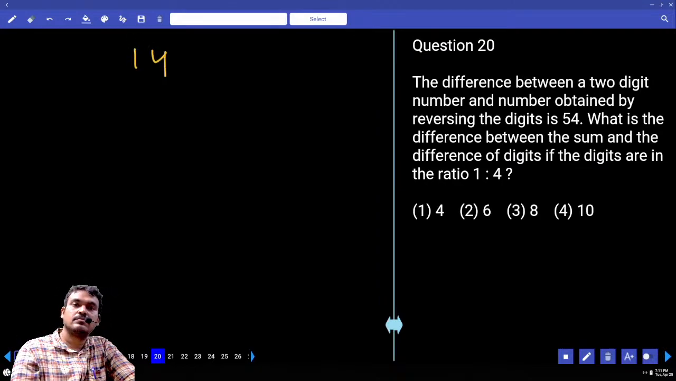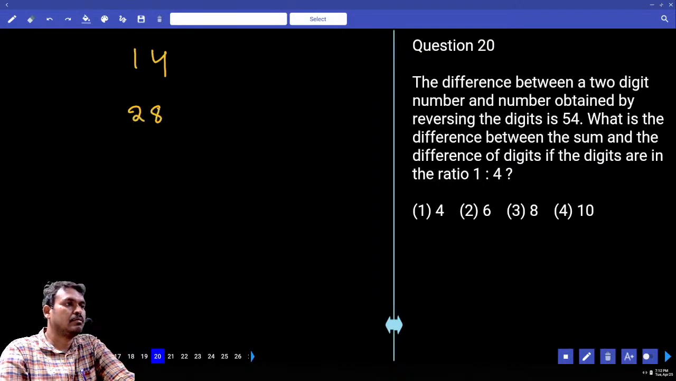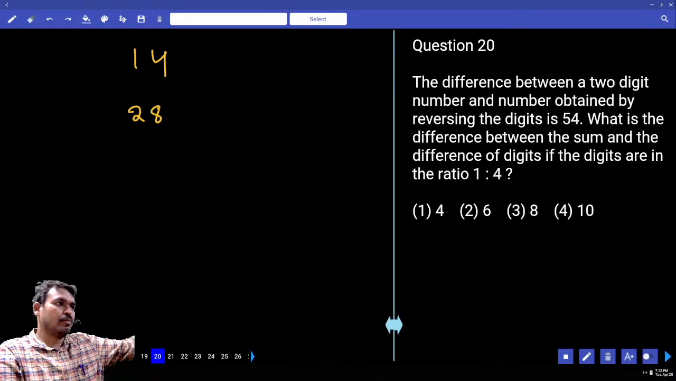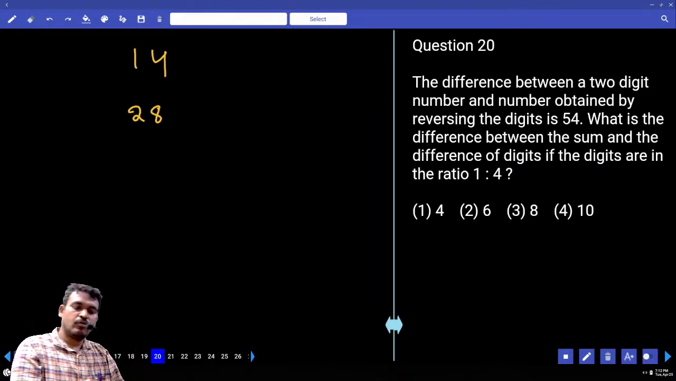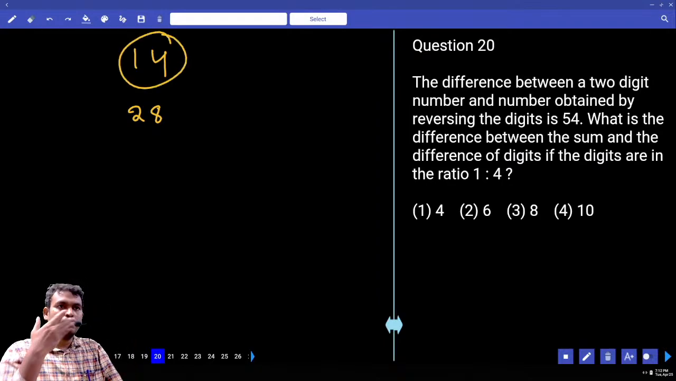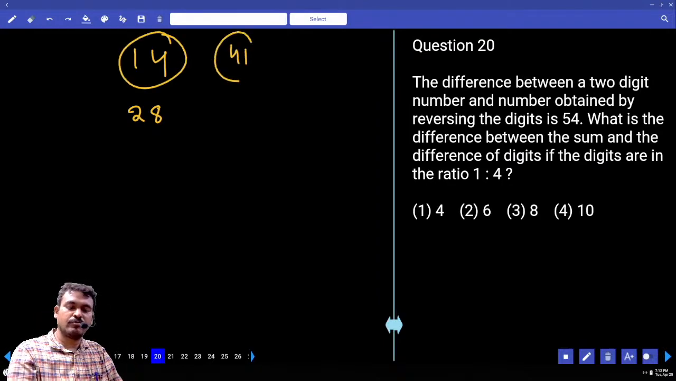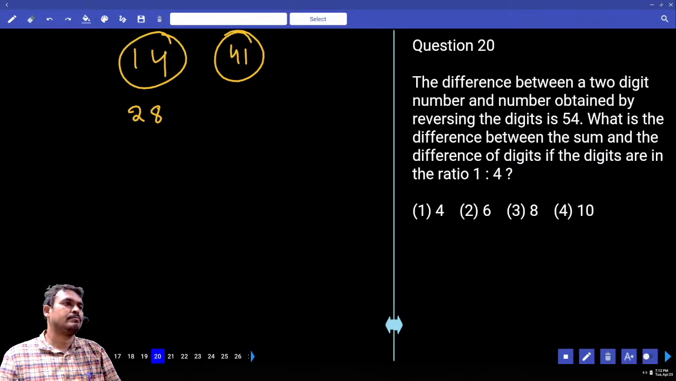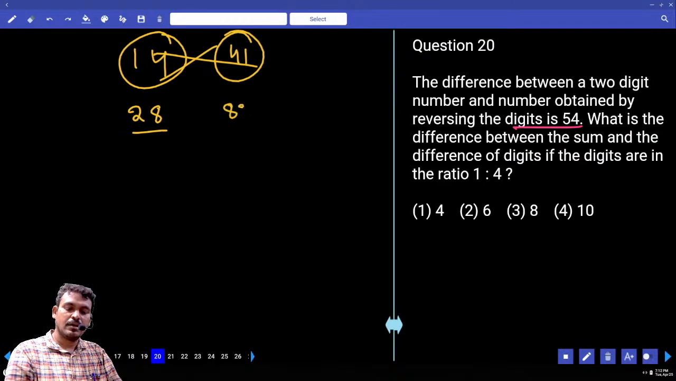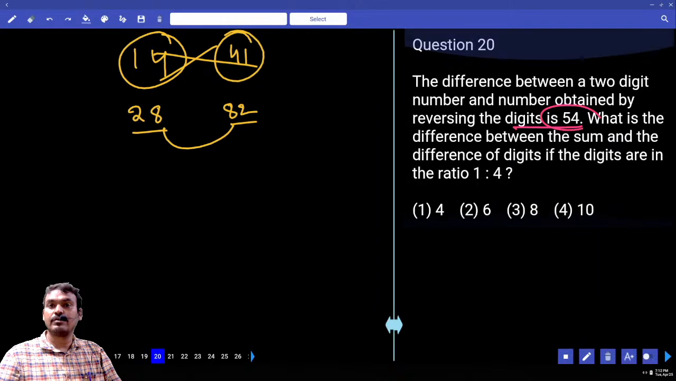14, 28. 1:4 means 1:4 or 2:8. 14 reverse, 41. What is the difference between 14 and 41? 27. But here the condition is 54, so it is not possible. 28 reverse 82. What is the difference? 54. Condition satisfied? Yes, sir.